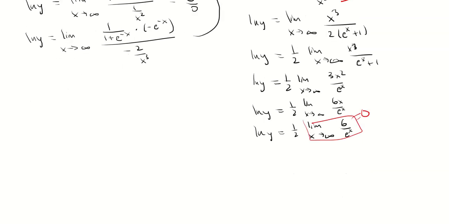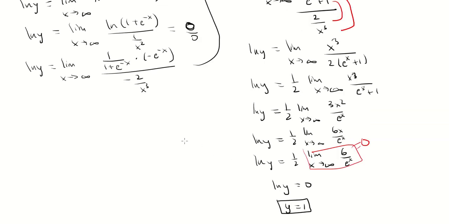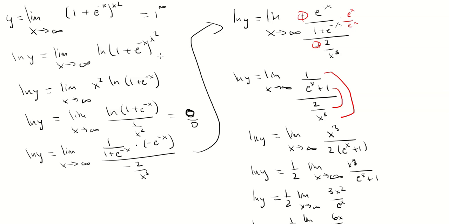So we have natural log of y is equal to 0, which means that y is equal to 1. And we said that y was the limit. And so that is our answer.